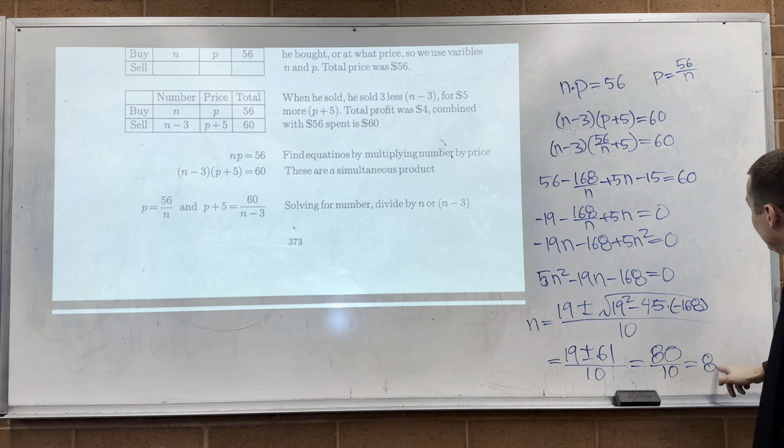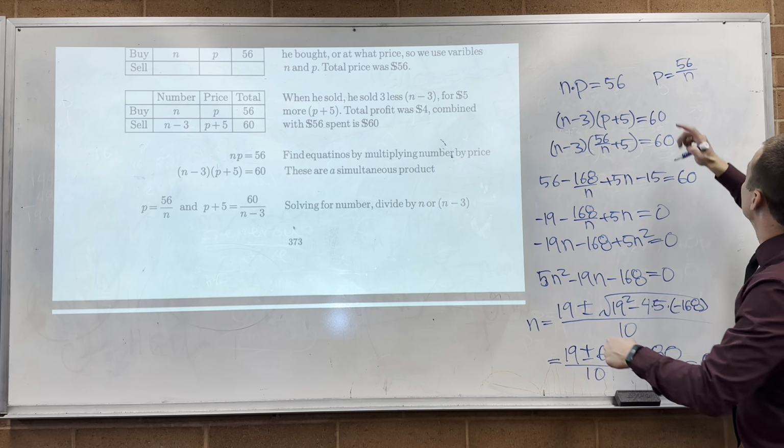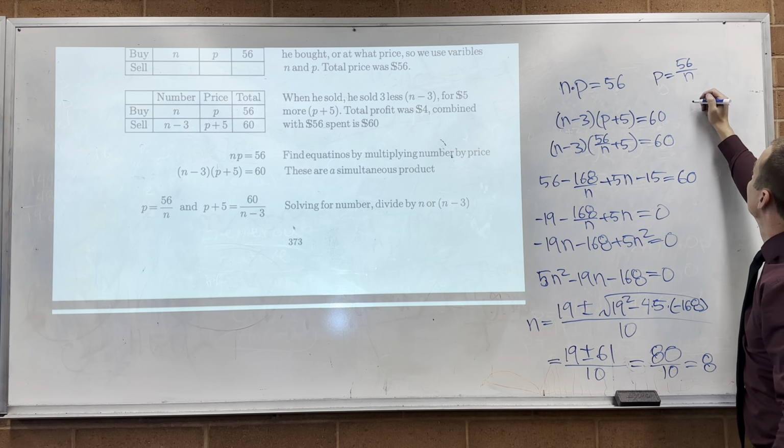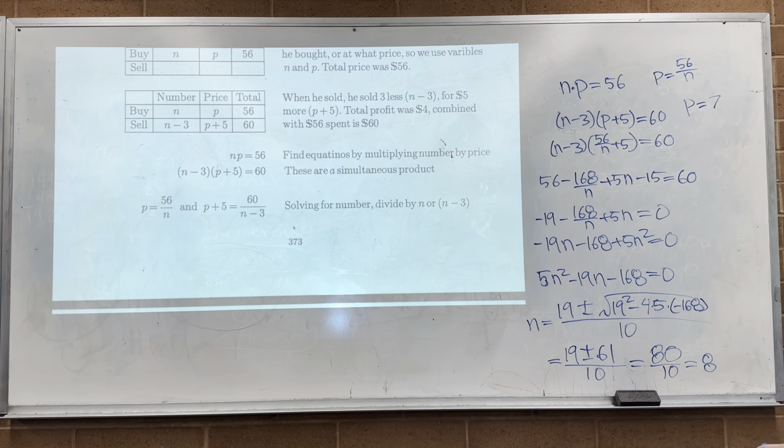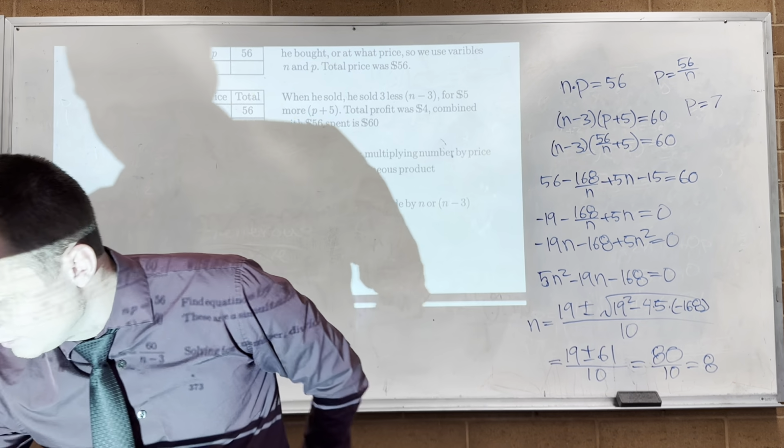And then if n is 8, what's p? p is 56 over 8. So p is 7. So we paid $7 for each fish, and he bought 8 of them.